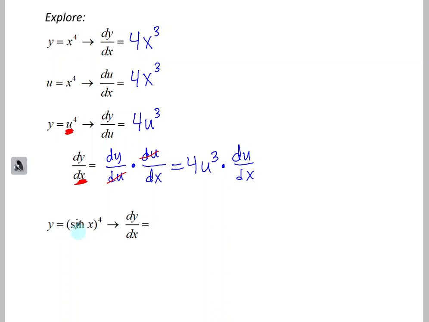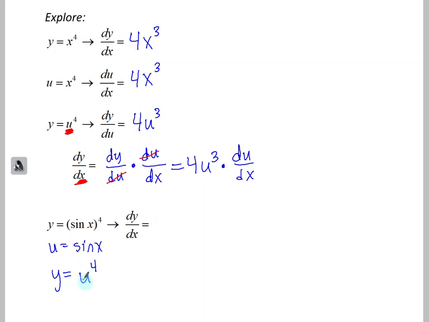What if y equals sine of x to the fourth? This is similar to what we did here, but instead of just x to the fourth, this is a little bit more complicated. This is a composite function, a function inside another function. X to the fourth is the outside function. The inside function is sine of x. So we can simplify this problem a little bit by saying, let's let u equal sine of x, and then we don't have to write such a complicated function. We could write that y equals u to the fourth.